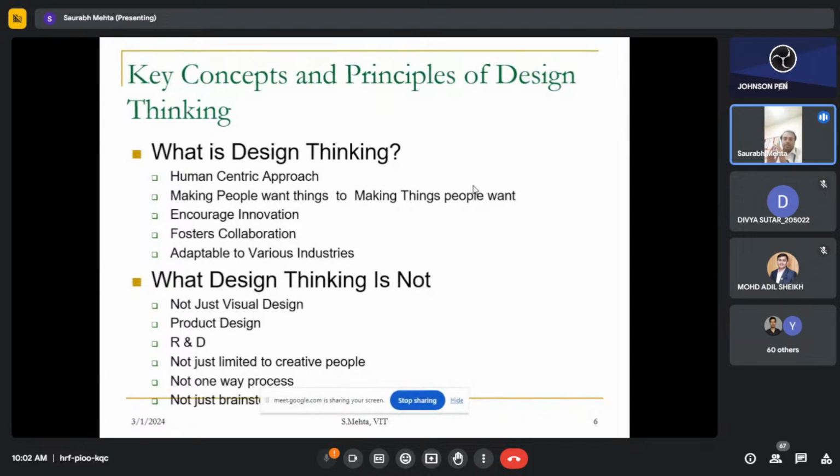So if you are not a creative person, you are not good with drawing, don't worry about it. It's a process-driven mechanism. And if you learn the process, it's very easy to do, right?